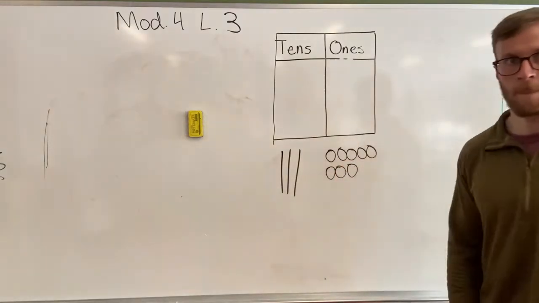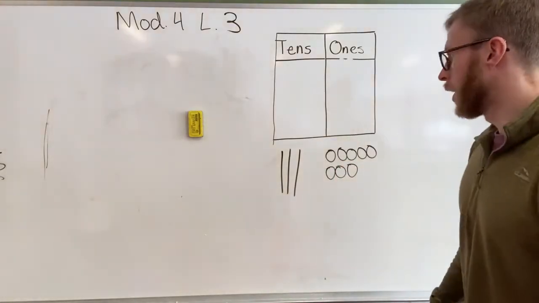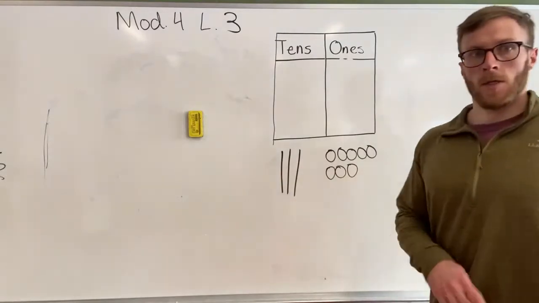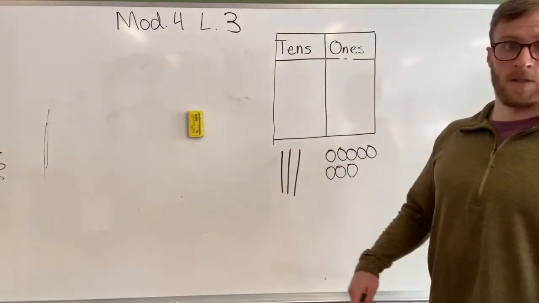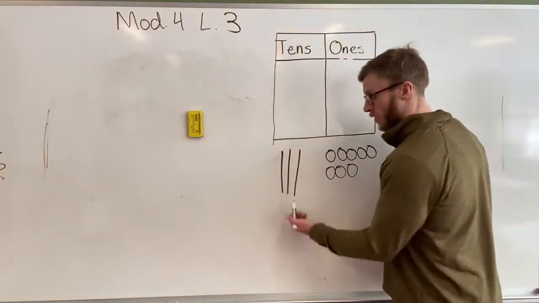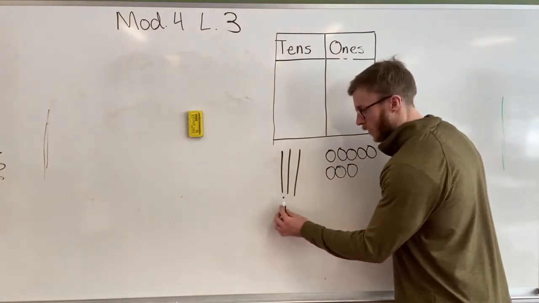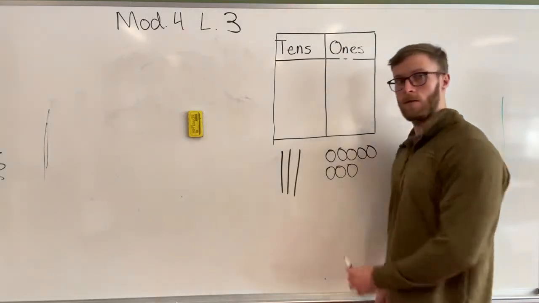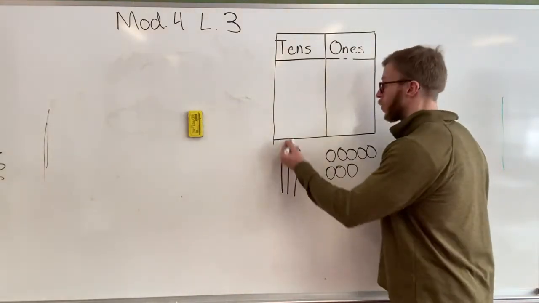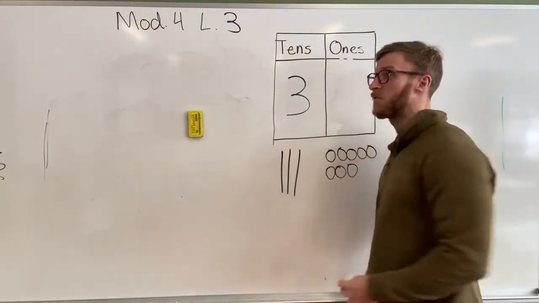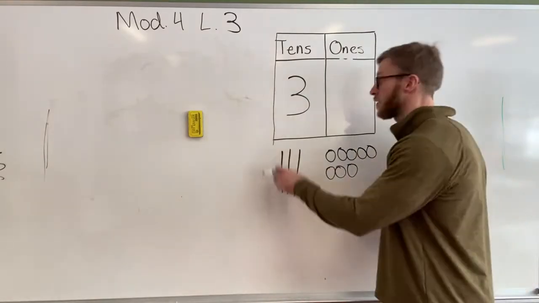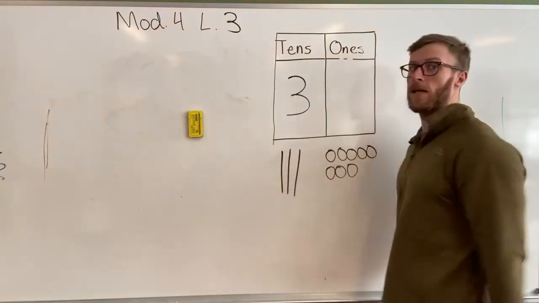All right, so we're going to start by taking this picture and writing how many 10s and 1s there are, all right? So let's start with our 10s. Let's count how many 10s we have. Count with me. 1, 2, 3. Okay, I come right up here, I write 3. Simple as that. I see 3 tens, I write 3 in my tens place.